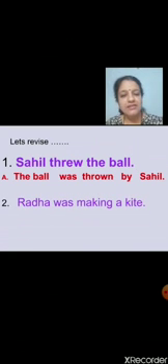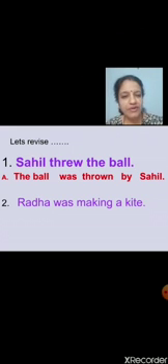Radha was making a kite. Change the voice here as well. Yes, if you see the verb very carefully, it's in ing form. So we need to change the verb. That is the most important step here.